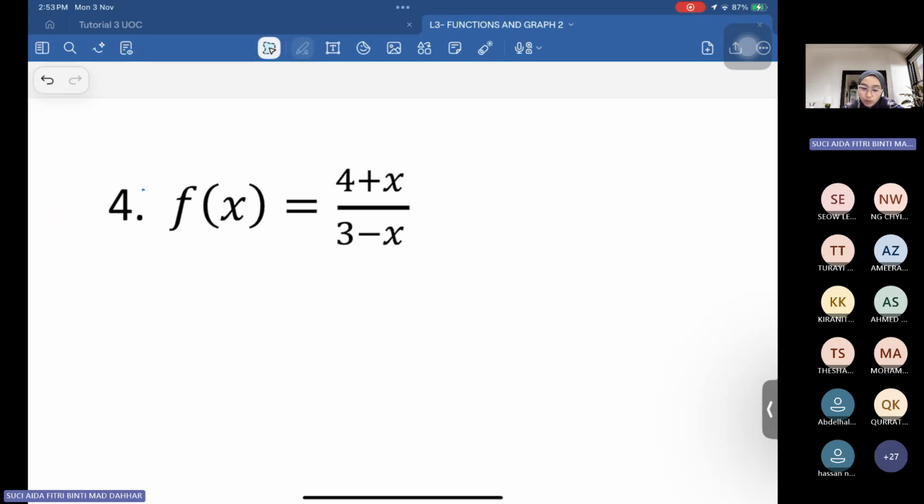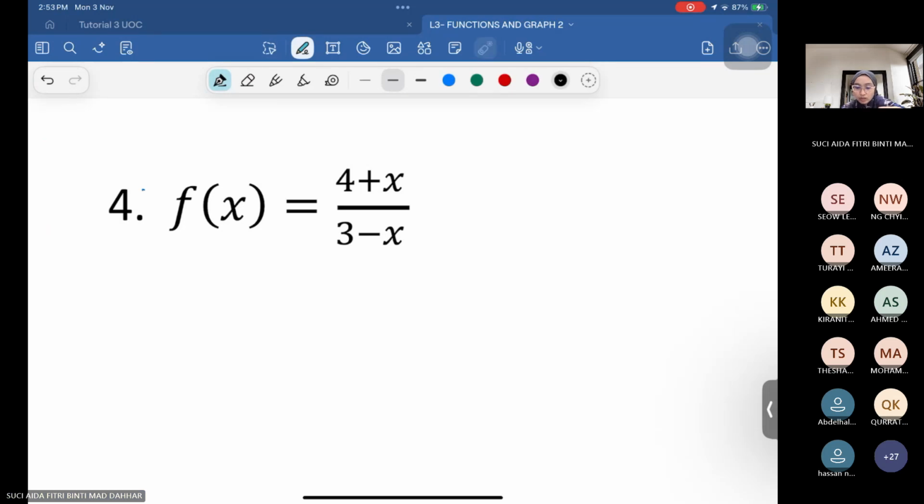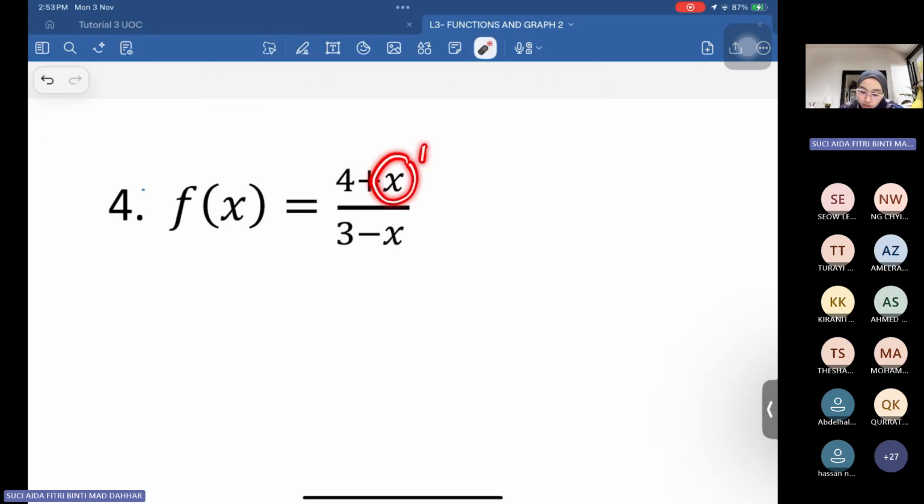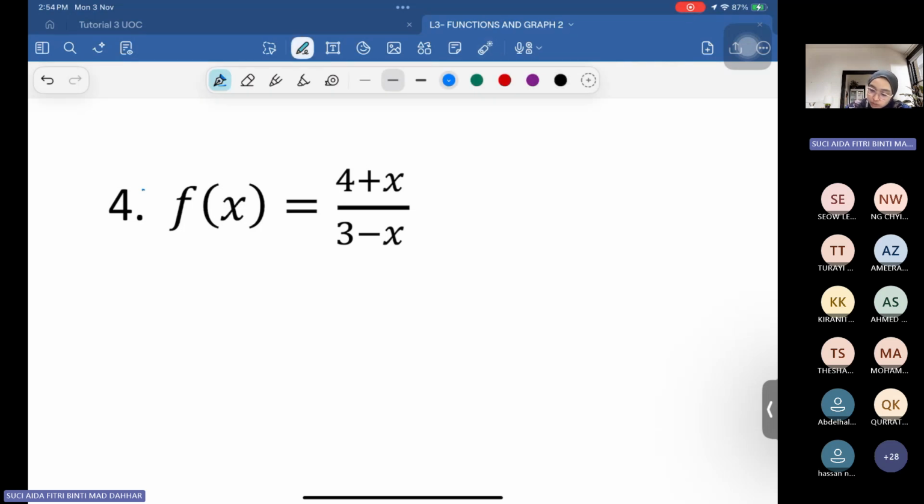This is an improper fraction, correct? The degree of your x on the top is 1. The degree of your x in the bottom is also 1. So they have the same power. Okay? So this is improper. Do you remember how we change this improper to a proper fraction? By using division. So I'm going to do division here.